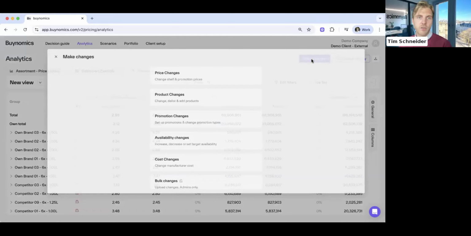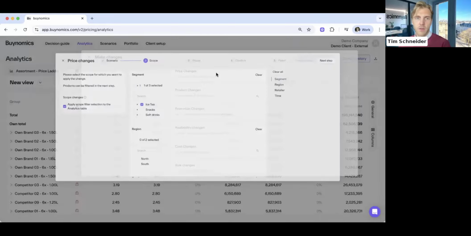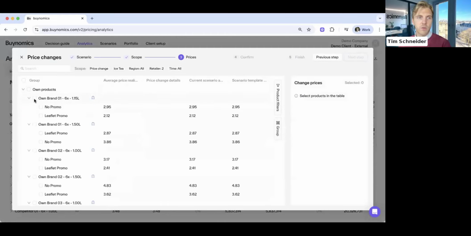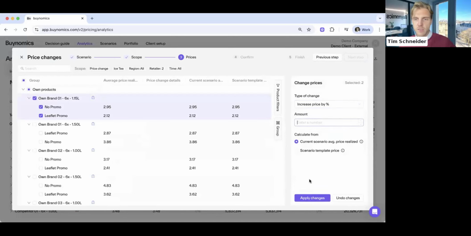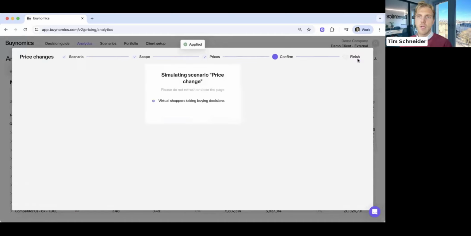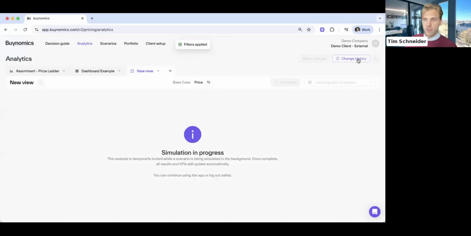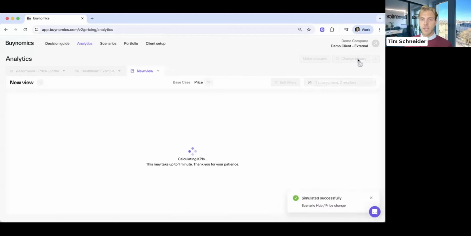If I now make a change, for example, to my prices, and I'm quite quick here on this one, I will just take the first of my own products and apply a price change of, let's say, a 5% increase, and simulate that. Now it's simulating in the background. Then I can see, after this price change has been processed, how the virtual shoppers reassess their buying decisions, and ultimately how they switch between products and how they switch in and out of this category once the simulation is loaded.